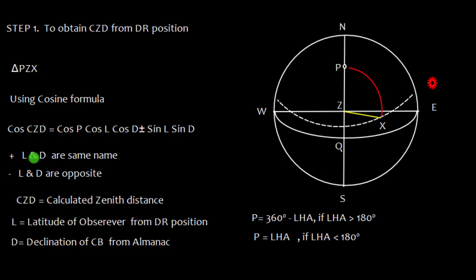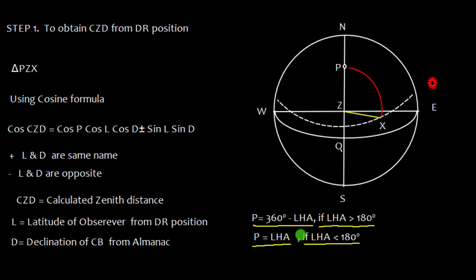So here L is the latitude and D is declination. Well, we take positive sign when both are of the same name, and we take negative when they are of opposite name. Of course, this P we need to be careful, and if the LHA is more than 180 degree, then we take P is equal to 360 degree minus LHA, and if LHA is less than 180 degree, then we take P is equal to LHA.